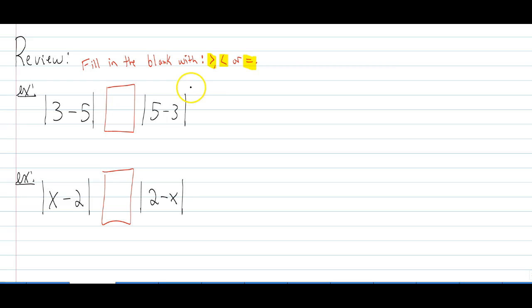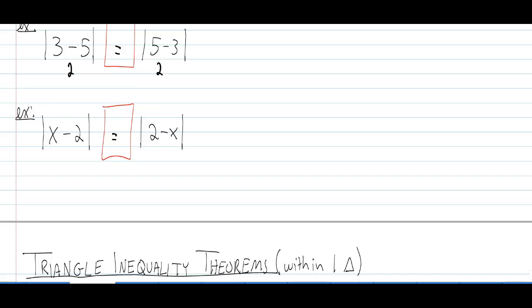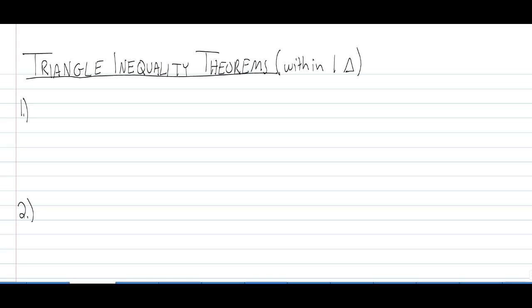Next, we've got a little bit of algebra review. If you took the absolute value of 3 minus 5, you would have this equal to 2. Absolute value of 5 minus 3 is equal to 2 as well, so those are going to be equal to each other. The example below really is exactly the same. When you're subtracting two values and taking the absolute value of them, they're always going to be equal to each other. So that's an important fact for us to remember as we go forward.